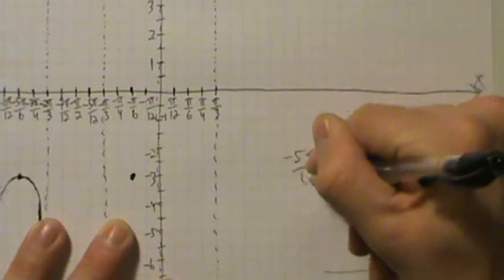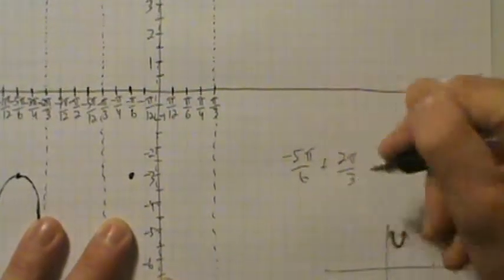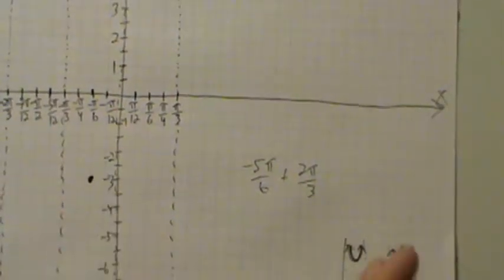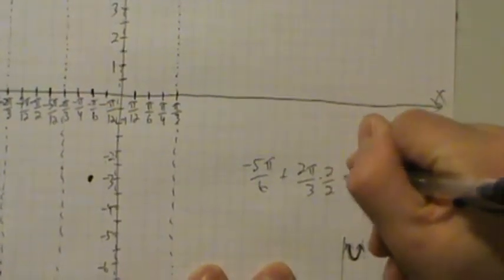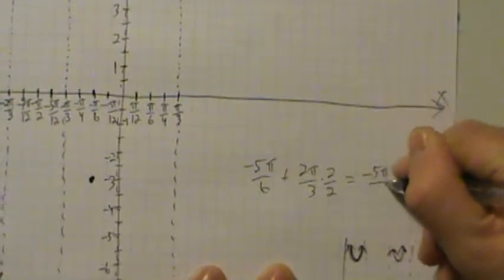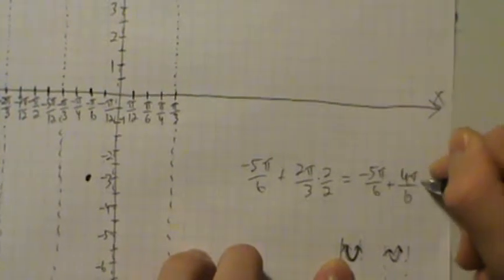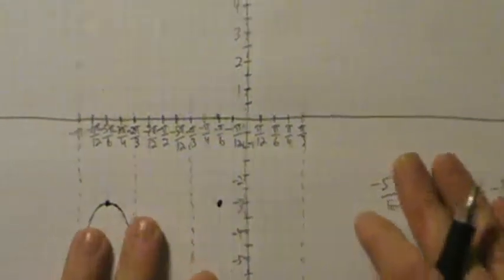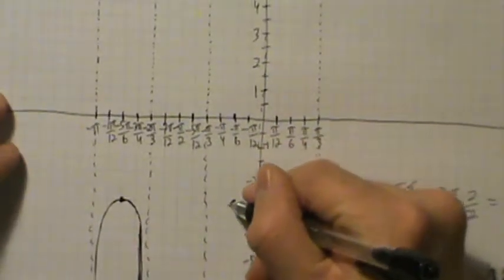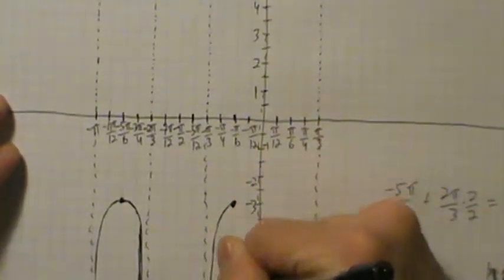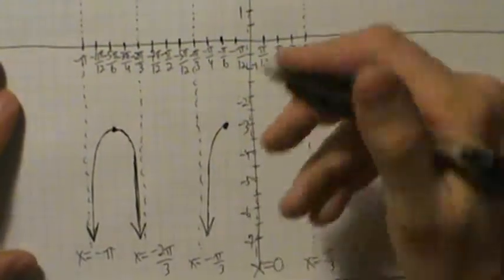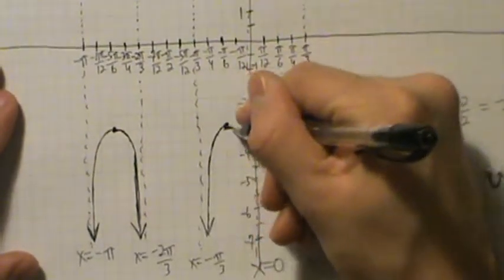But again, if you're not comfortable with that, you could just do negative 5 pi over 6 plus 2 pi over 3. Why 2 pi over 3? Because the period is 2 pi over 3, so every 2 pi over 3 units, everything is repeating. So multiply by 2 over 2 to get a common denominator. So negative 5 pi over 6 plus 4 pi over 6 is negative pi over 6, okay? Which is what we have right here, negative pi over 6. And then same y-coordinates. And then this opens up the exact same way that this one does because it's periodic with period 2 pi over 3.